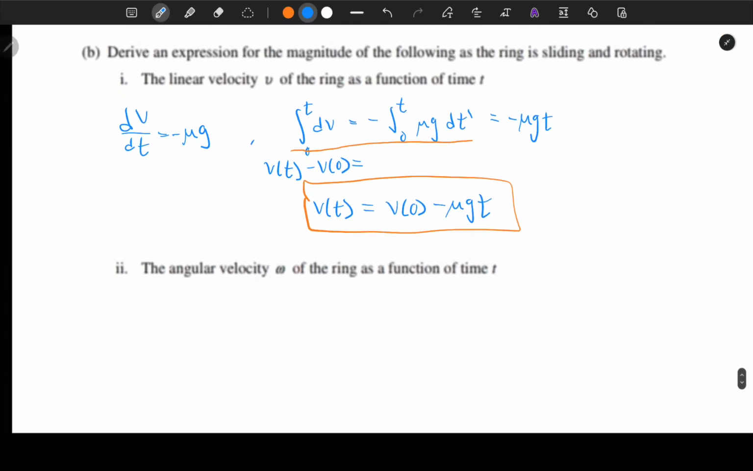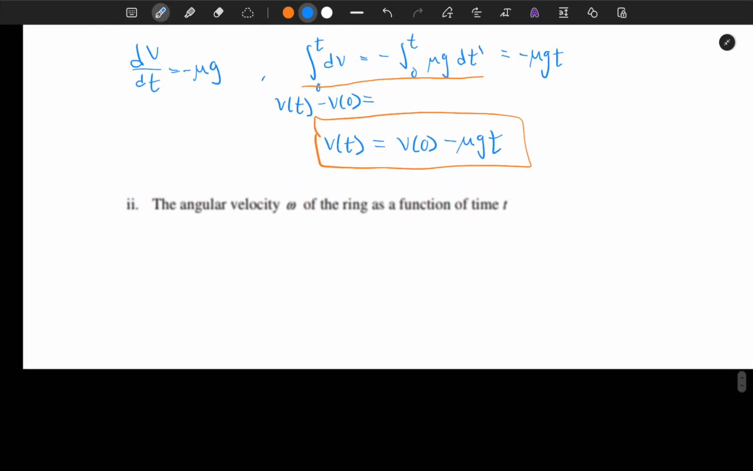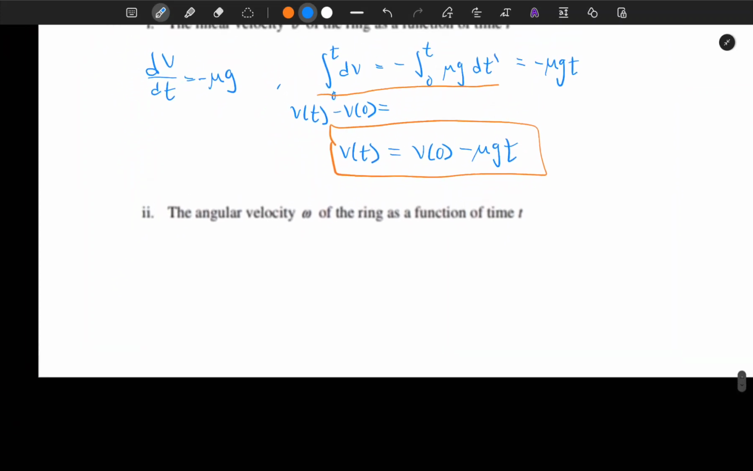Next, we wish to find an expression for the magnitude of the angular velocity omega of the ring as a function of time. Well, the differential equation in question is d omega dt, which is equal to mu g over r. Then, integrating both sides, we get the integral from 0 to t of d omega is equal to the integral from 0 to t of mu g over r dt prime, which is equal to mu g t over r.